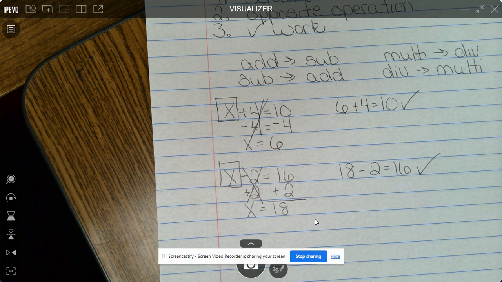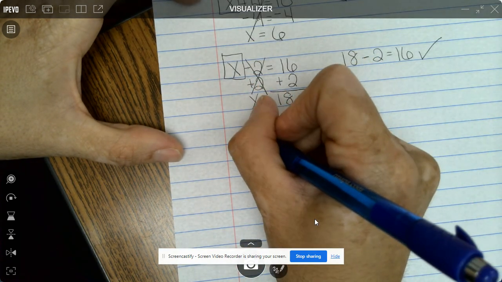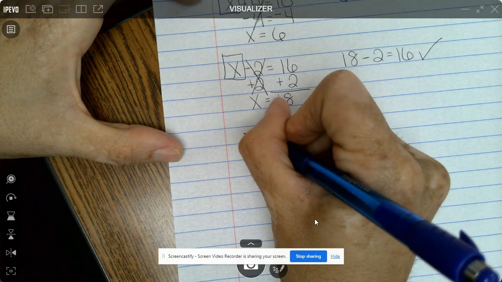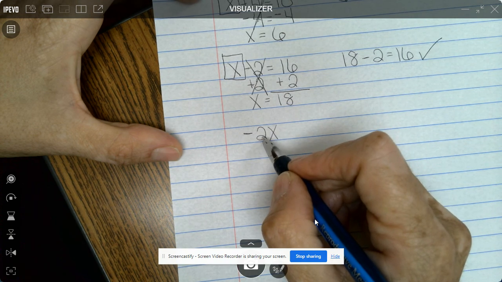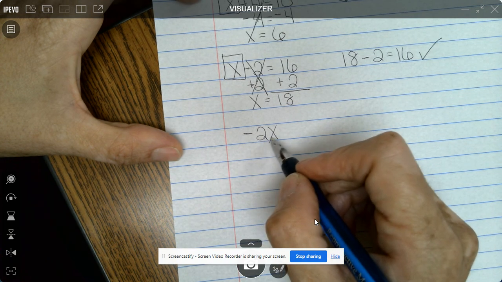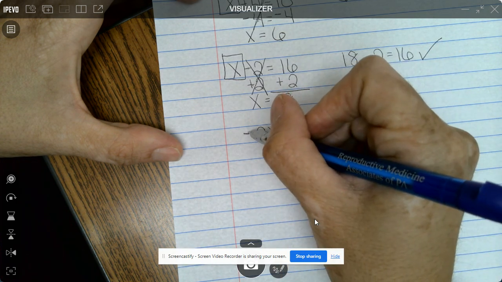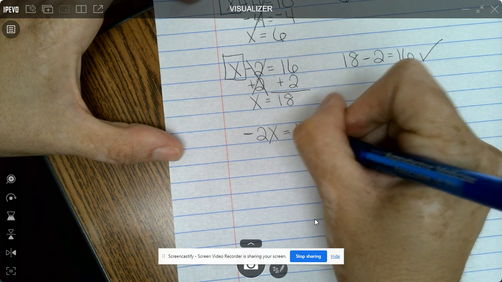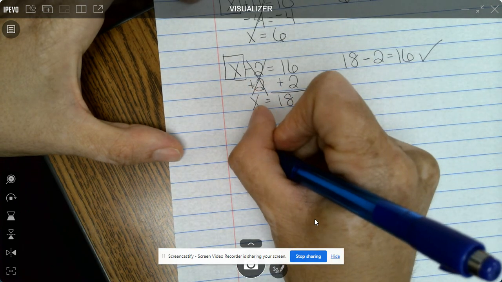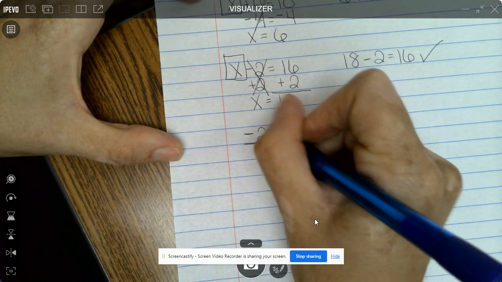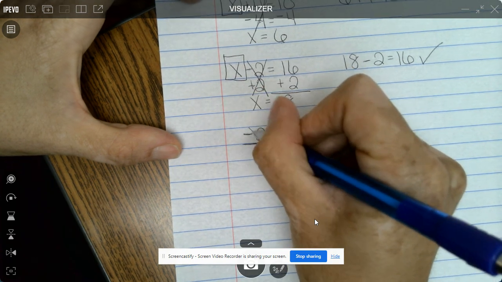Now, where things get a little more confusing is when we multiply and divide. If I have a negative 2x, what we're saying is that we are going to multiply whatever x is by negative 2. So remember, side by side means that you are going to multiply. If I have negative 2x equals 10, then the opposite of multiplication is division. So I'm going to divide the negative 2x by negative 2. Negative 2 divided by negative 2 gives you 1.